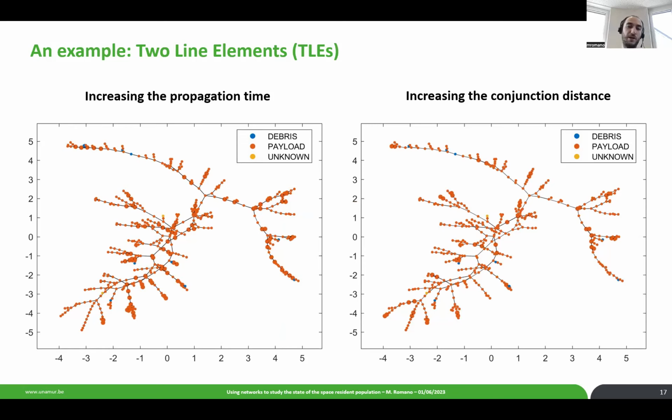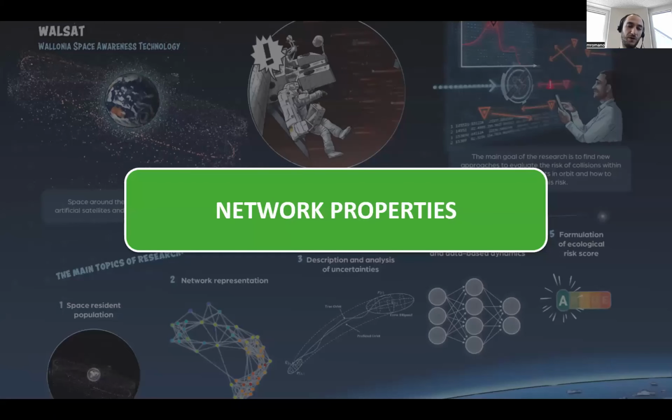So now I have explained how we go from objects in space to networks, and what the main characteristics of these networks are, how they reflect the actual dynamics of the objects, the actual relative geometry of the various orbits in space, the various families, and so on. And now I will go over how we study these networks in order to actually do something with them.